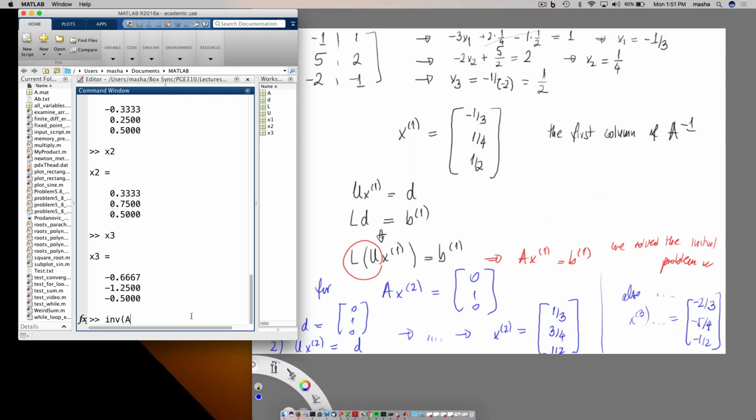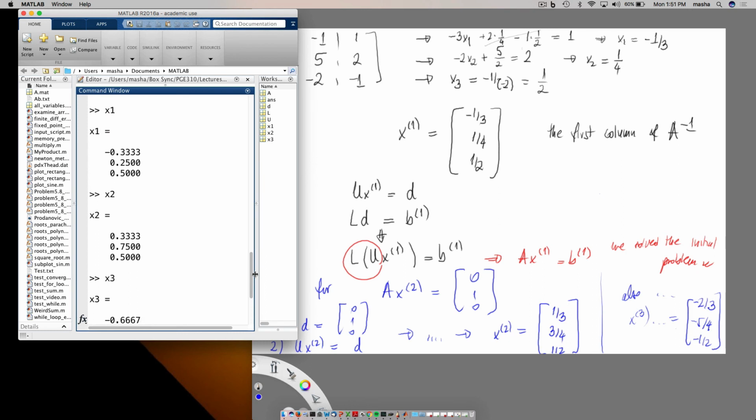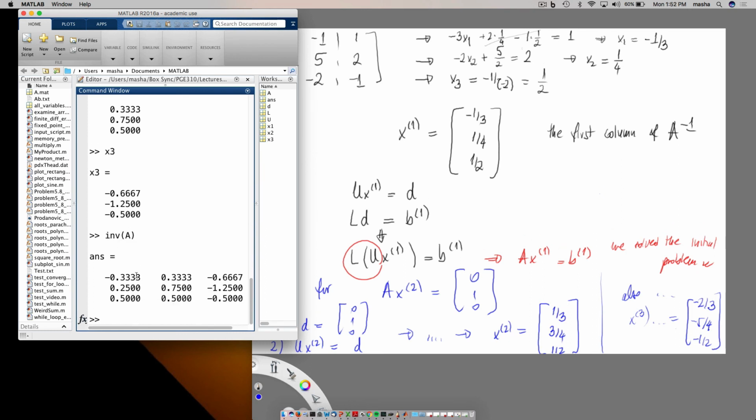What is my inverse of A? My x1 was minus 1 over 3, 1 over 4, 1.5. Do I see it here? Yes, I do. My x2 is this column. Do I see it here? Yes, I do. My x3 is this. Do I see it here? Yes. So I verified that we actually did it right. Well, some of this was done by hand, most of it was not. But I actually verified the steps that we did. So we found the inverse.